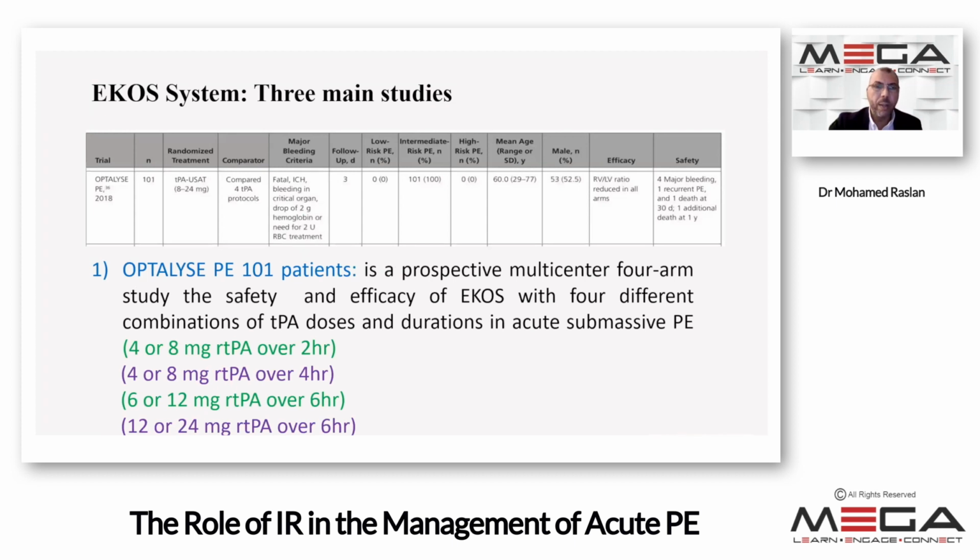The last study was OPTALYSE PE. It was done in 2018 on 101 patients. It's a prospective multi-center 4-arm study, which evaluated the safety and efficacy of EKOS with 4 different combinations of tPA doses and durations in acute submassive PE: 4 or 8 milligrams over 2 hours, 4 or 8 milligrams over 4 hours, 6 and 12 milligrams over 6 hours, 12 and 24 milligrams over 6 hours.